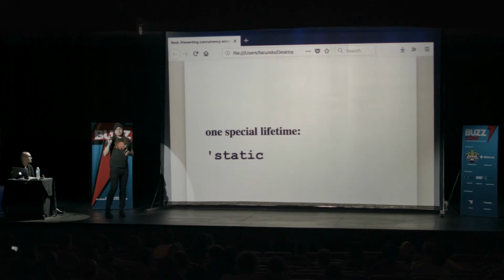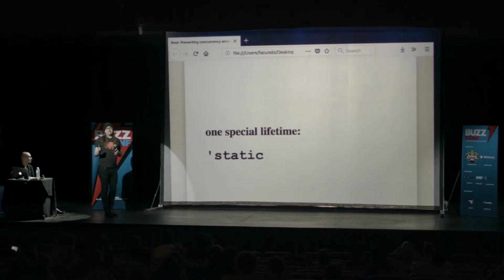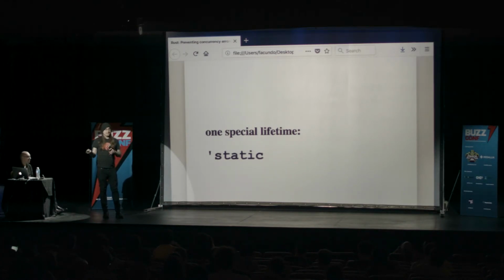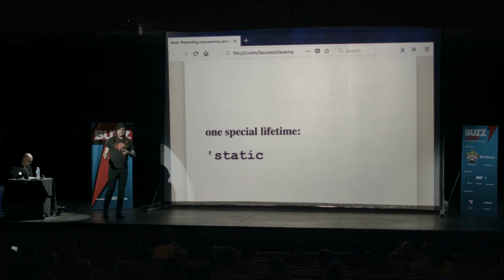Nice. Okay, so there's also one special lifetime called tick static. The tick static lifetime basically says this is valid for all time. You may have seen something like this in other programming languages, where you say static int x equals 5, and it's available basically forever. Same idea.